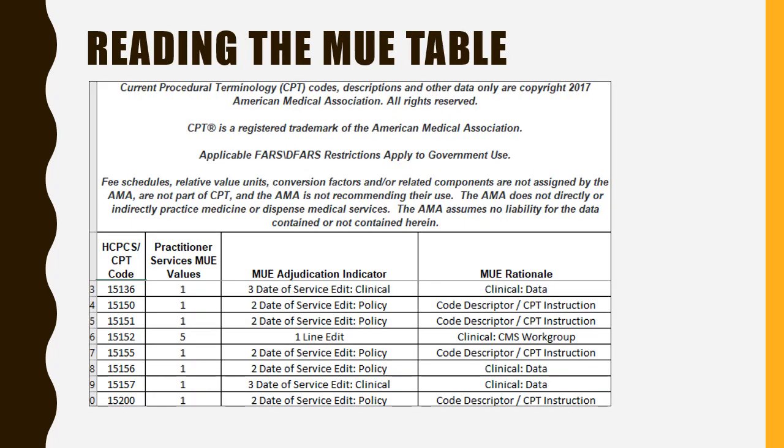The MUE table looks like this. You have a list of CPT or HCPCS codes, an MUE value, an MAI, and the rationale. If a CPT code doesn't appear on the table, you're in luck. It doesn't have an MUE limit. To find out what you need to know, look up the CPT you're working with. Take a look at the Practitioner Services MUE value. That's the limit on the number of units you can bill. To know what kind of limit it is, you need to know the MUE Adjudication Indicator, or MAI. We're going to talk about those next.